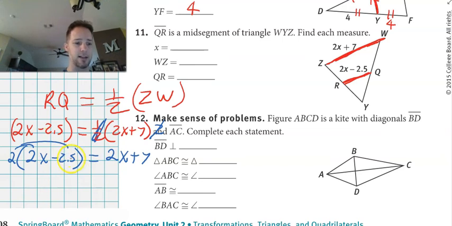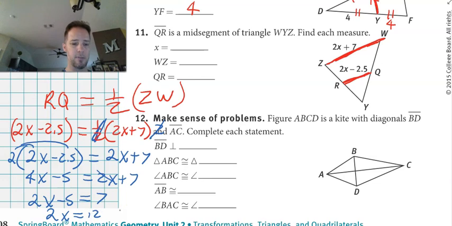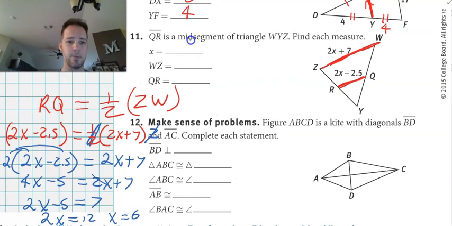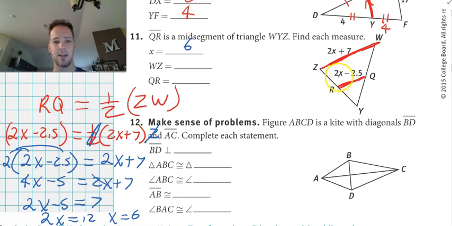And I also get rid of that decimal. So subtract 2x from both sides. Add 5 to both sides. And divide by 2, I get x equals 6 on this one. And just to make sure, I can plug it back in. 2 times 6 is 12, minus 2.5 is 9.5. And this should be twice as much.